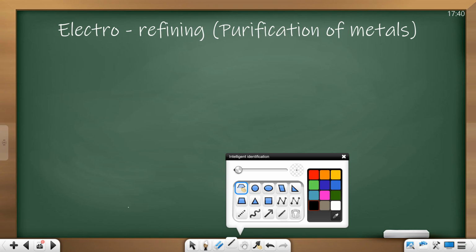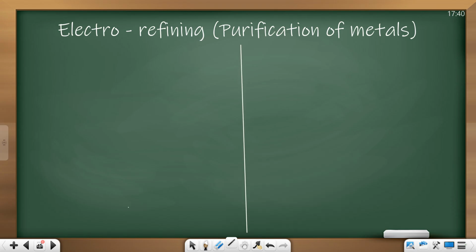Electrorefining is also called the purification of metals. When metals are extracted, they are not extracted as pure metals. They are extracted as ores, and ores are usually not pure metals. So we're going to go through that.